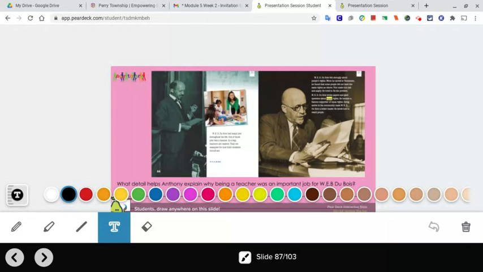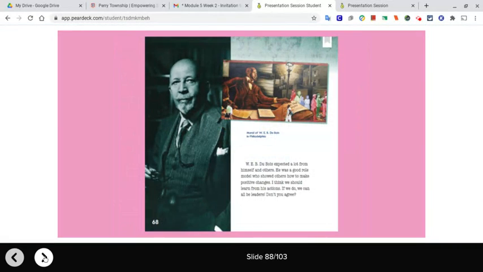And the reason I think that, the details that Anthony gave us were that teachers are leaders, and so they set examples, and so he felt strongly about people's rights, and so he moved to Tennessee and found that people did not have the same rights, and he tried to fix the problem. Okay? So W.E.B. Du Bois expected a lot from himself and others. He was a good role model who showed others how to make positive changes. I think we should learn from his actions. If we do, we can all be good leaders.